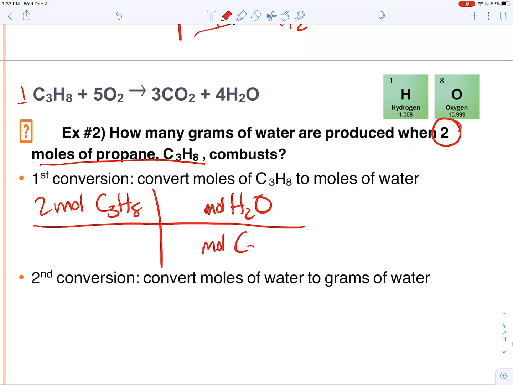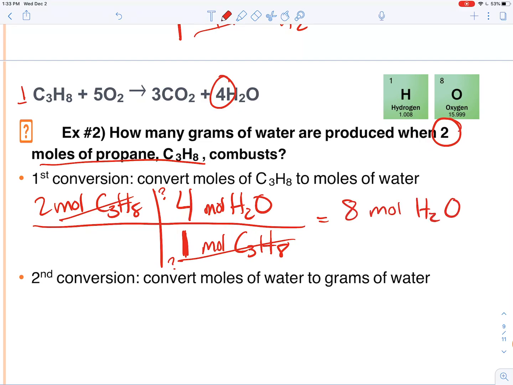So chemical you want goes on top. I want water. I start with propane. What number should go on top here? What's the coefficient for water? Yeah, 4 is correct. Again, that comes from the chemical equation. What about down here? What number should I put down here? 1 is correct. There's no number in front, so you just assume there's a 1. And so this will cancel out, and we end up with 2 times 4, or 8 moles of water.